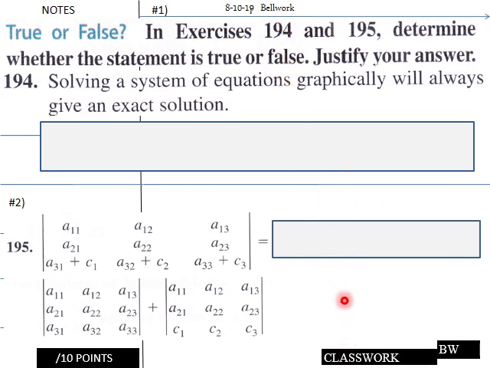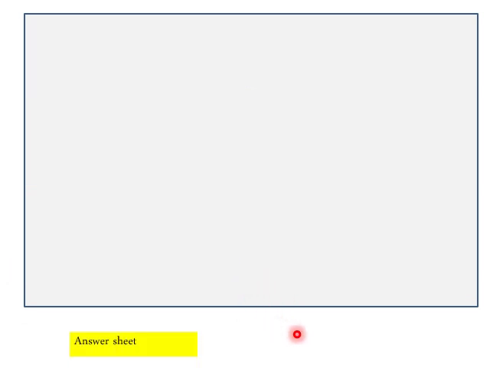1 today is our bell work. Determine whether the statement is true or false. Justify your answer. So, solving a system of equations graphically will always give an exact solution, and say true or false, and then justify your answer here. For 195, justify your answer there for that one on your bell work.